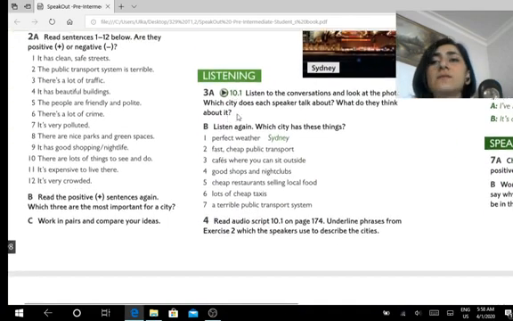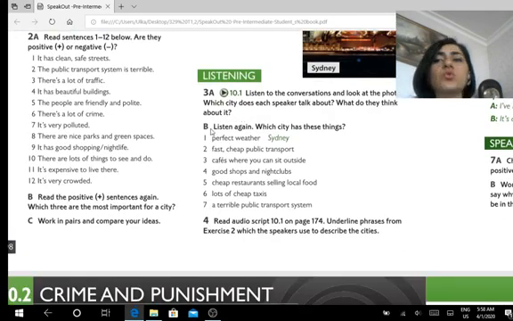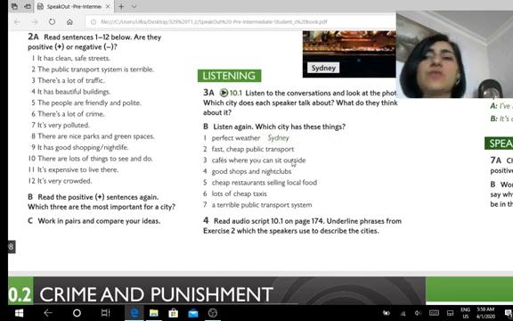So next, after you write the cities you hear, you go to exercise B. Which city has these things? So you read the things that the city has: perfect weather, fast, cheap public transport, and the same with the rest until 7. So perfect weather has been given to you. It's Sydney. Sydney has perfect weather. And what about fast and cheap public transport? Which city has got this fine public transport system? So you write next to it the city you hear from the recording.